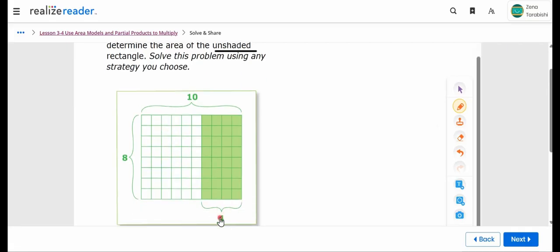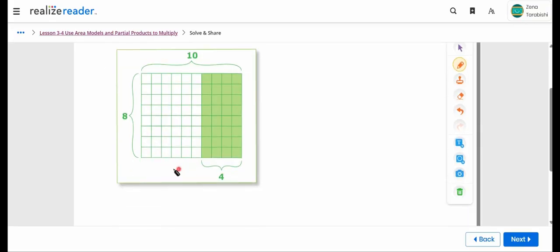If I know that this part has 4, then that means this part will definitely have 6, because 6 plus 4. So let's go ahead and put our 6 there. 6 plus 4, that'll give me that total right there, 10. So now I need to find out what is 8 groups of 6 or 6 groups of 8. And so that means I'm going to go ahead and multiply 6 times 8, which I know is going to give me 48. So 6 times 8 gives me 48 for the unshaded part right here.